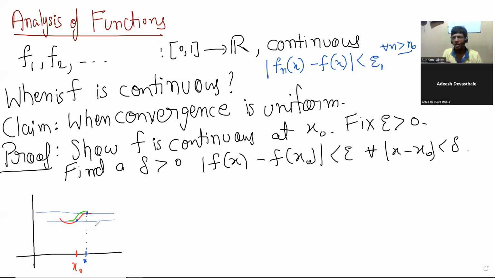Then fn of x naught must be close to f of x naught. Yes, exactly, because it's a supremum. So for any x naught you can do that. fn of x naught would be close to f of x naught, less than epsilon 1. It doesn't have to be x naught, any point works, but we are considering the point x naught for the continuity. X naught is arbitrary, but still.